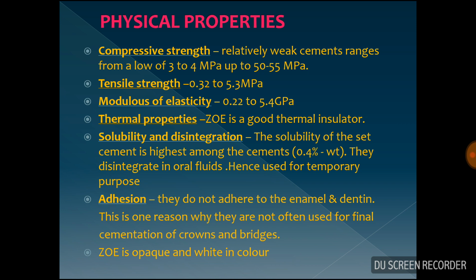Physical properties. Compressive strength: it ranges from a low of 3 to 4 MPa up to 50 to 55 MPa. The compressive strength is lesser than zinc phosphate cement, though reinforced variations of zinc oxide eugenol can withstand amalgam condensation.